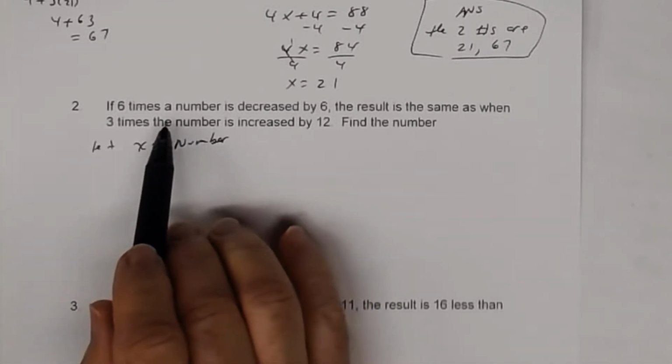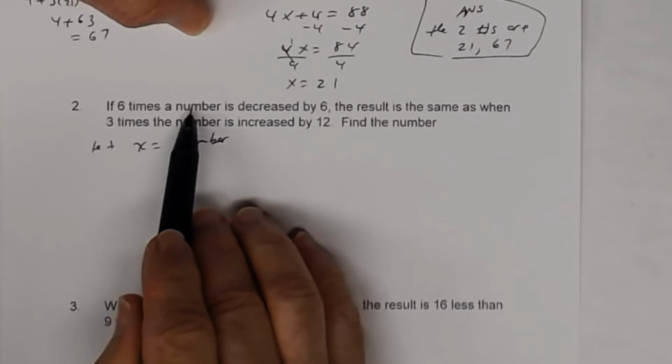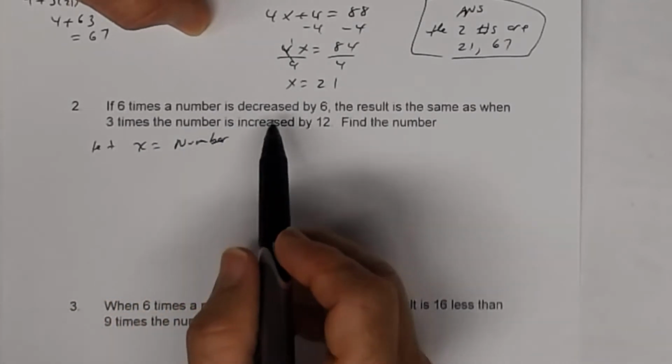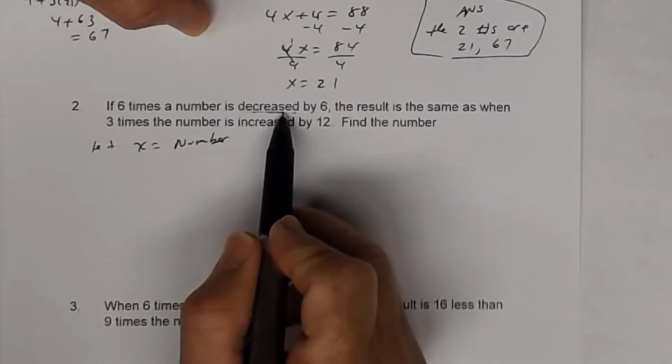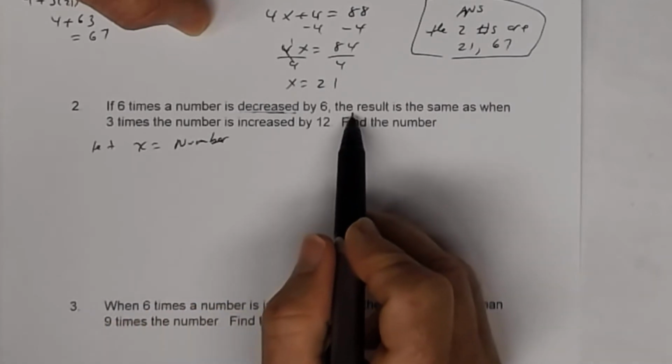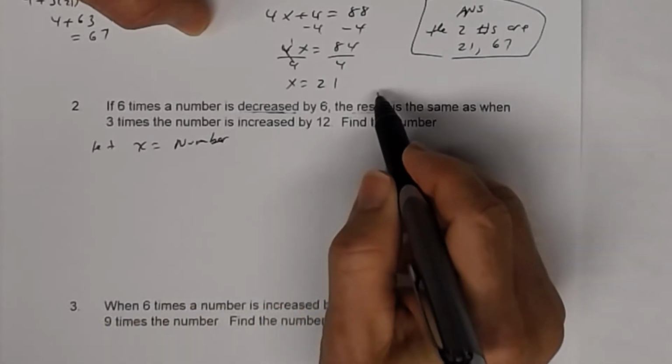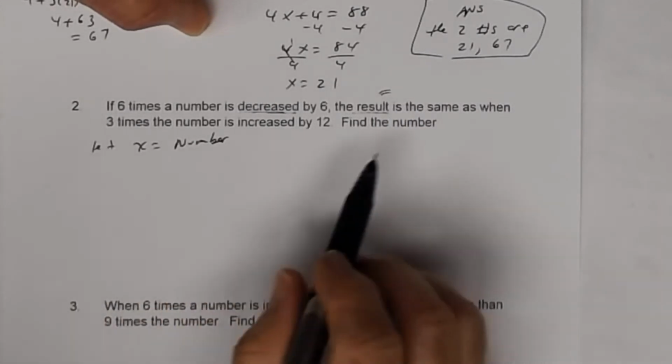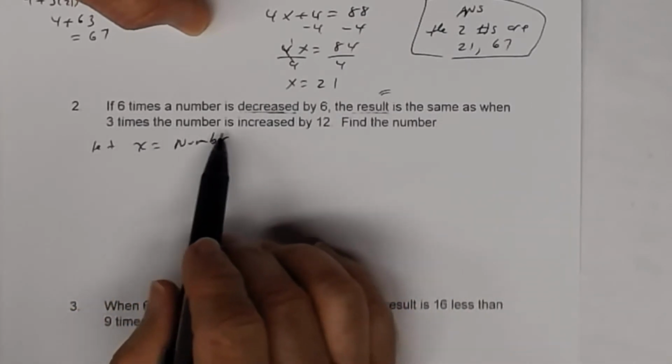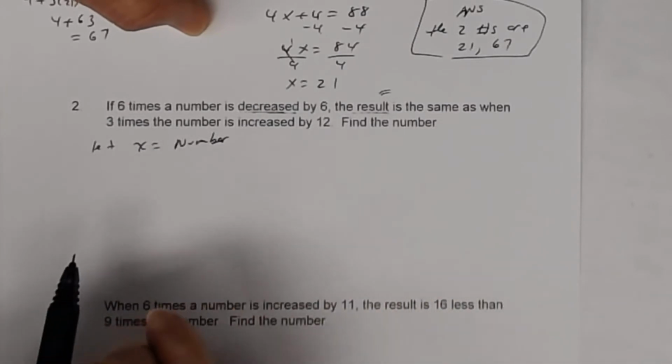Now, let's look at that first statement. 6 times that number is decreased by 12. So remember, decreased means to subtract. Okay, keep that in mind. The result, when you see that word result, that means equal, right? That means equal. 3 times a number is increased. Remember, increase means to add.